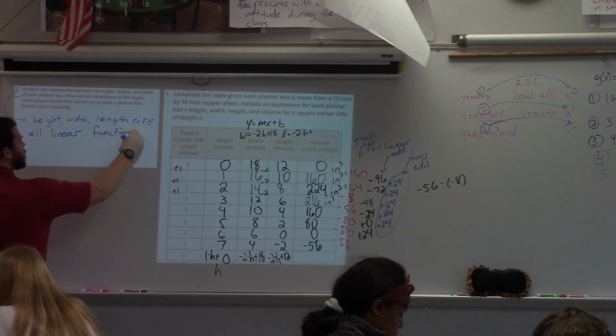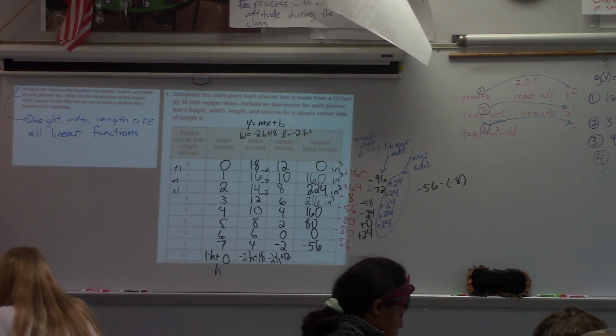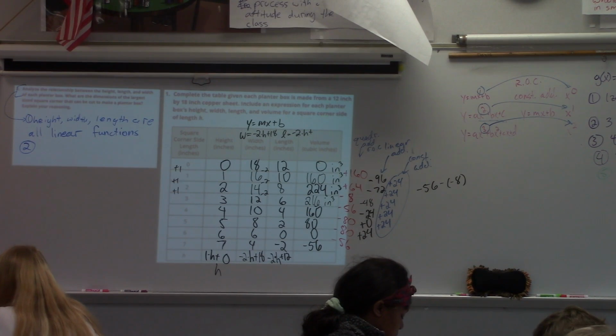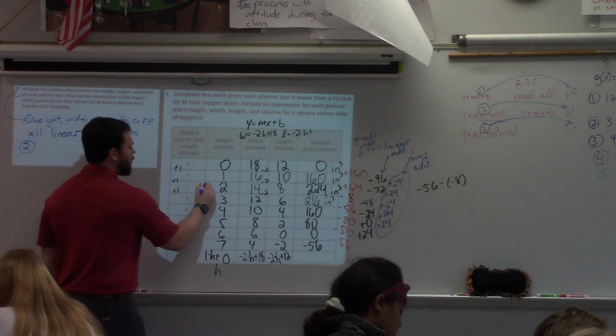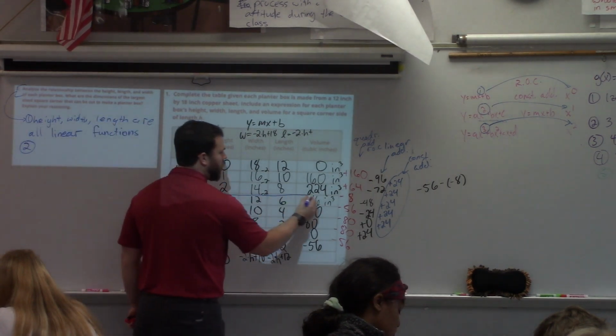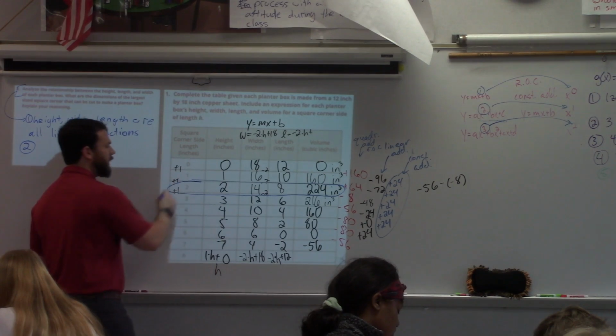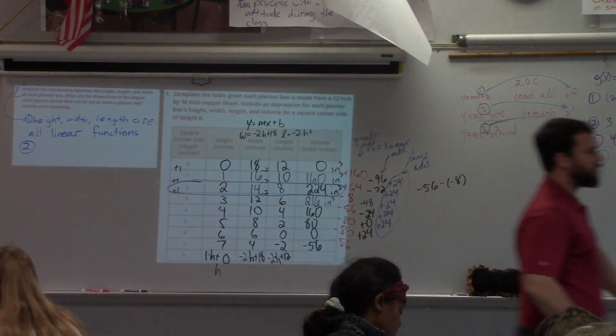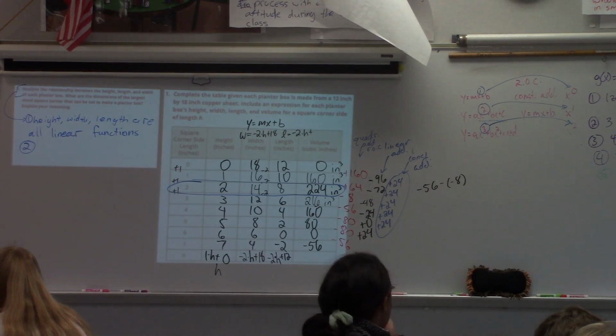Okay? That is the first question. What are the dimensions of the largest size square corner that can be cut to make a planter box? Now, be careful about the language. The 2 inches gives us the largest volume, but that's not actually what the question's asking. What's the largest size square that can be cut?